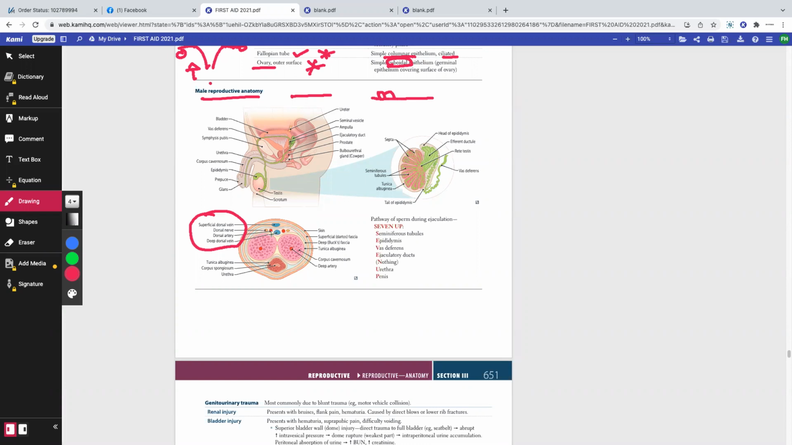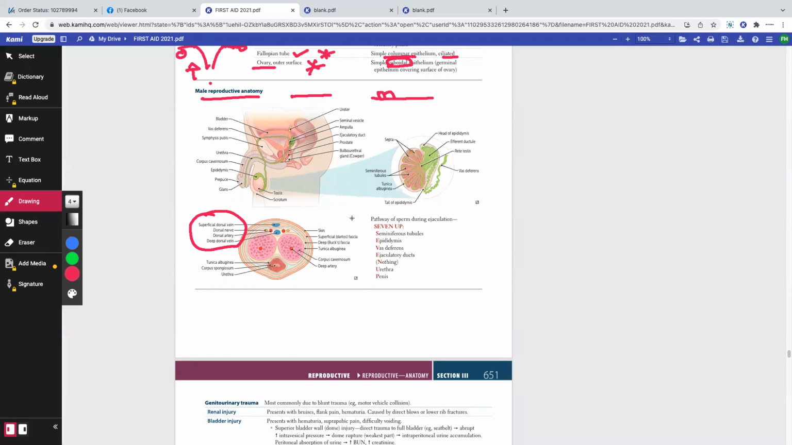So dorsal vein, dorsal artery, dorsal nerve. Laterally, you have the nerve, and medially, you have the vein. In the middle, you have the arteries. Okay, so that's it. And this one on the top is called the superficial dorsal vein, as simple as that. These are very, very high yield, especially which ones are arteries and which ones are veins, so that in the future, if you receive a question, you're more aware.